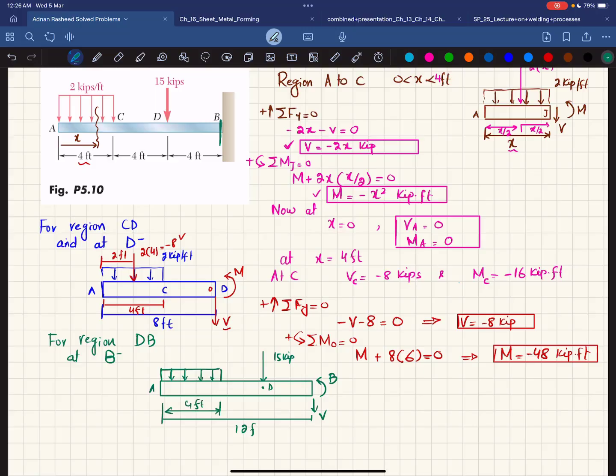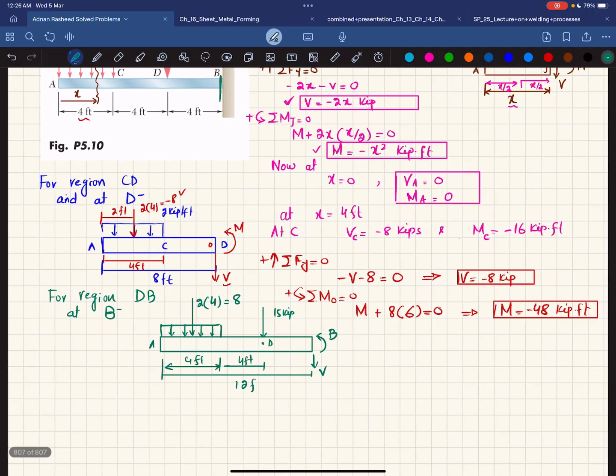And this distance is also 4 feet. Okay. So how we'll find? The first thing is that we will convert this distributed load, which is 2 kips. So 2 multiplied by length 4 will be equal to 8. Clear? And then we will apply the shear force. Then we can find this shear force V and moment M by using the equations of equilibrium.